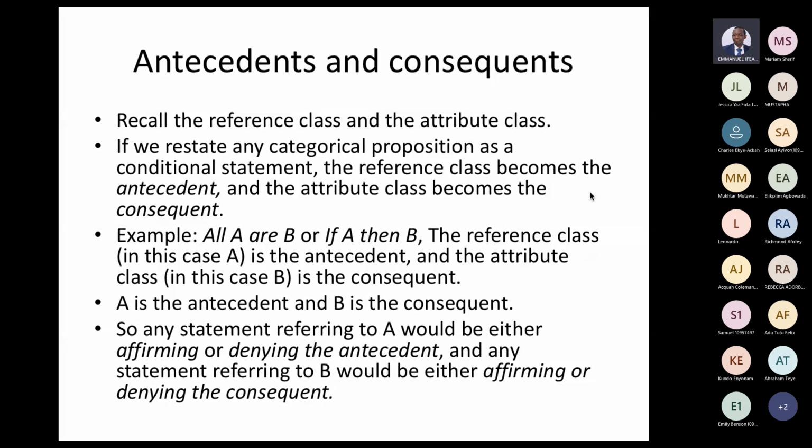Example, all A are B, or if A then B. All A are B is categorical. If A then B is conditional. The reference class, in this case A, is the antecedent, and the attribute class, in this case B, is the consequent. So any statement referring to A will be either affirming or denying the antecedent, and any statement referring to B will be either affirming or denying the consequent.